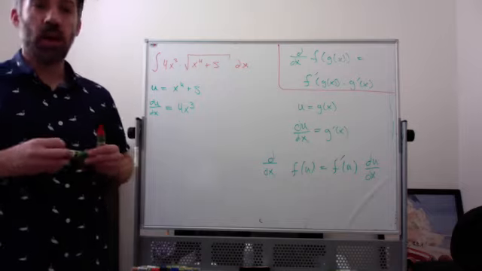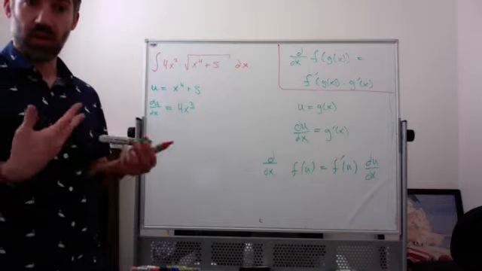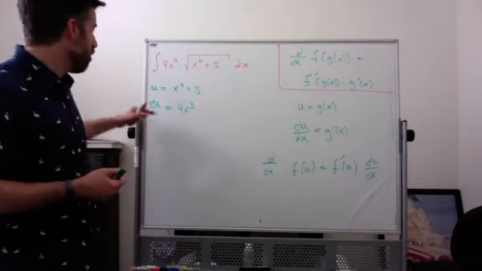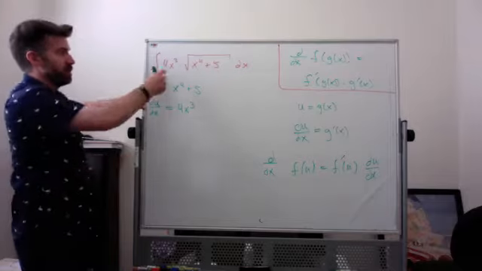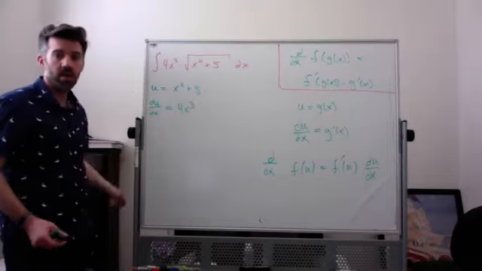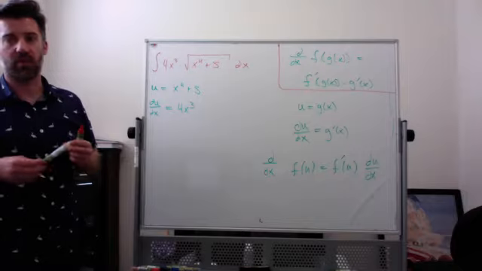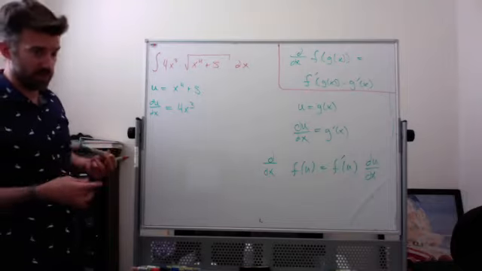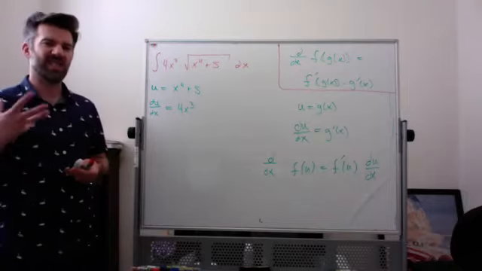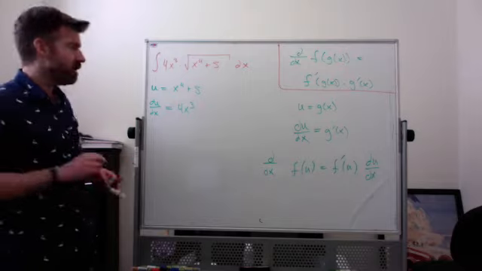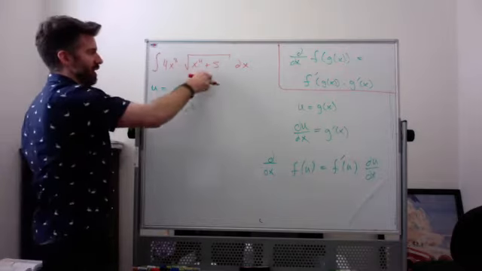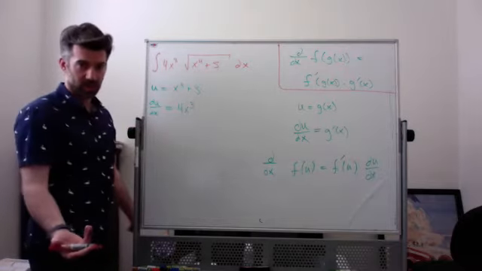So that is one thing to keep in mind when you're choosing what u might be, is that you hope that the derivative of u is also in your integral. The second thing we want to think about when picking u is if you don't have any kind of clear direction for what u might be, you want to pick something that is stuck inside another function. So I think of this x to the fourth plus 5 that is stuck inside the square root.